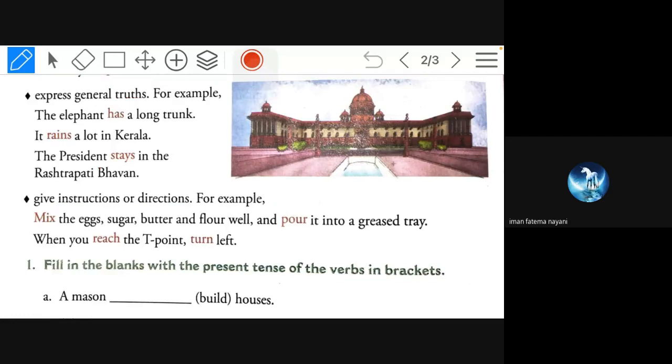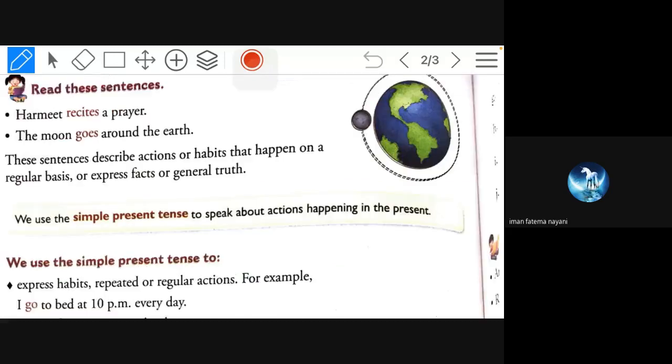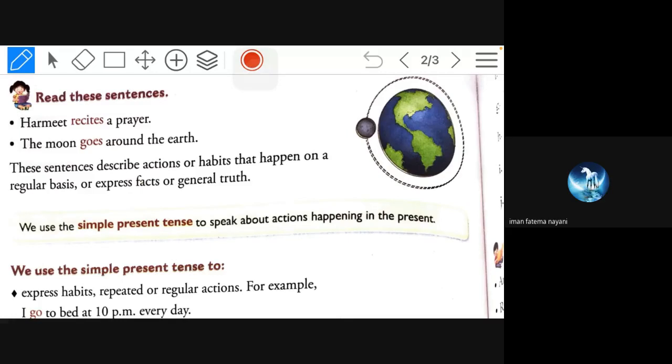Yes, sir. Rohin, tell me, there are three things included in the simple present tense. What are the three things, Rohin? You remember when I first was explaining you, I wrote three things included in the simple present tense. Which are those three things? Okay, Rohin is not answering, no problem.